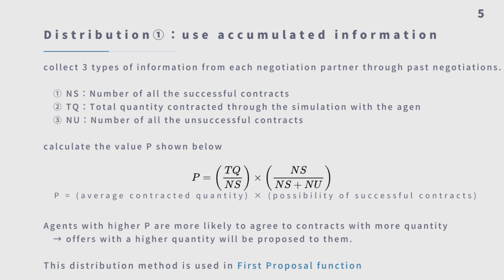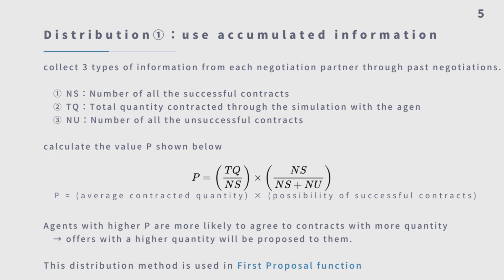In this slide, I'm going to introduce the first distribution method. This first method uses accumulated information. In this method, the agent collects three types of information from each negotiation partner through past negotiations. The first information is called NS. This is the number of all the successful contracts. The second information is named TQ. This is total quantity contracted through the simulation with the agent. The third information is named NU. This is the number of all the unsuccessful contracts.